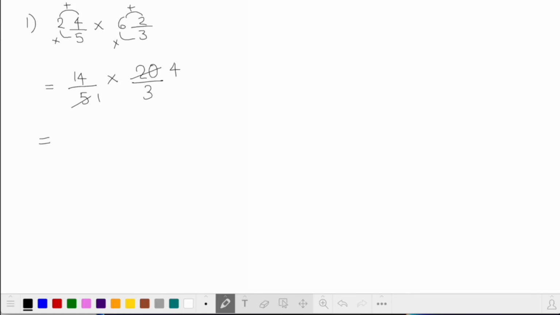So let's just multiply numerator by numerator and denominator by denominator. So 14 times 4, we can solve it on the side. 4 times 4 is 16, and 1 goes up. And 4 times 1 is 4, and plus 1 is 5. So the numerator is 56, divided by 3 times 1, which is 3. Now we have the improper fraction 56 over 3.